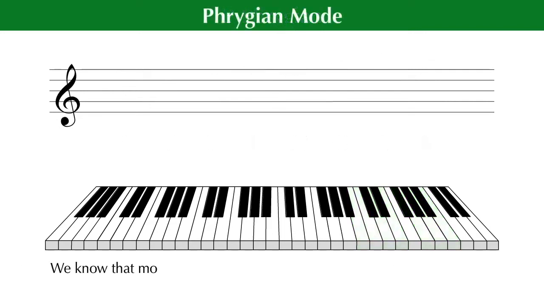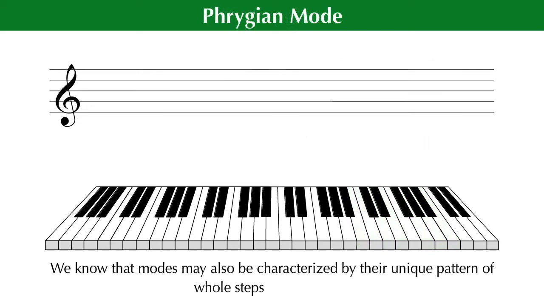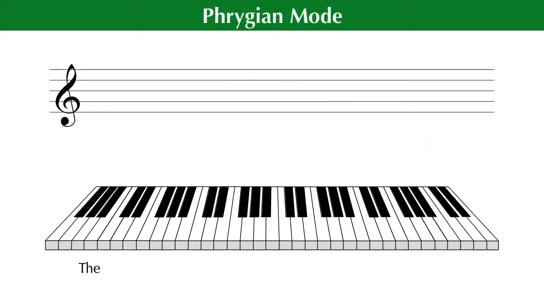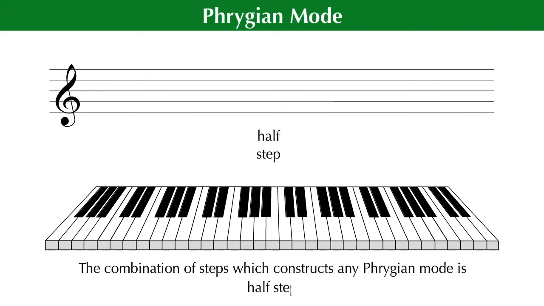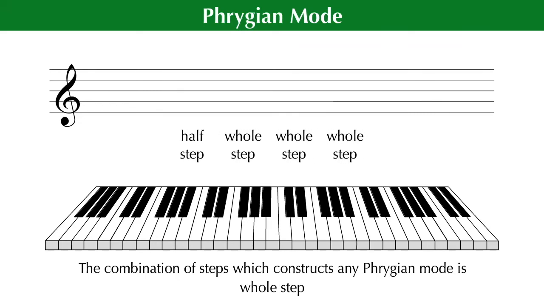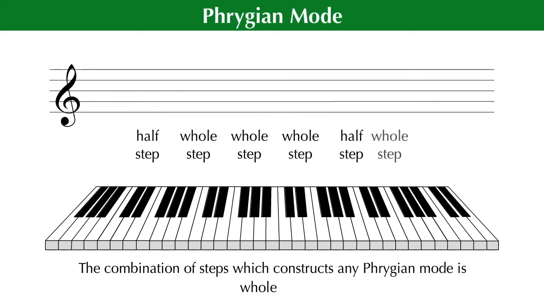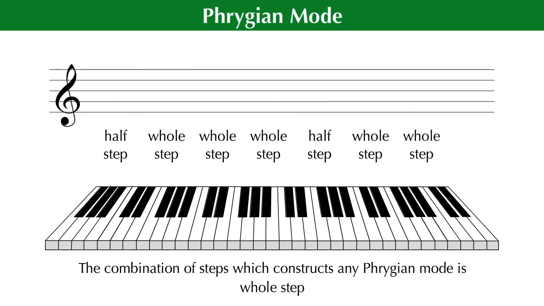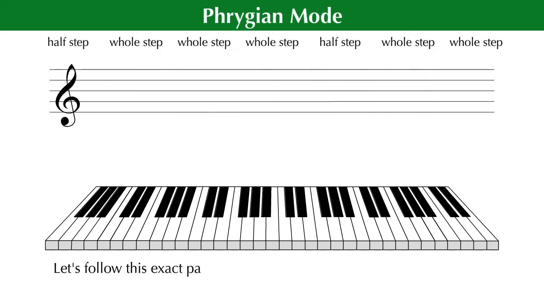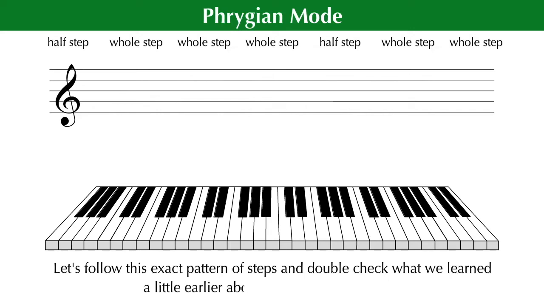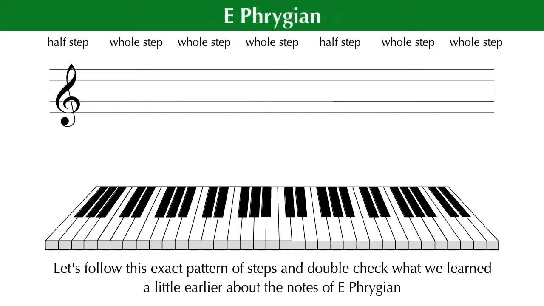We know that modes may also be characterized by their unique pattern of whole steps and half steps. The combination of steps which constructs any Phrygian mode is half step, whole step, whole step, whole step, half step, whole step, whole step. Let's follow this exact pattern of steps and double check what we learned a little bit earlier about the notes of E Phrygian.